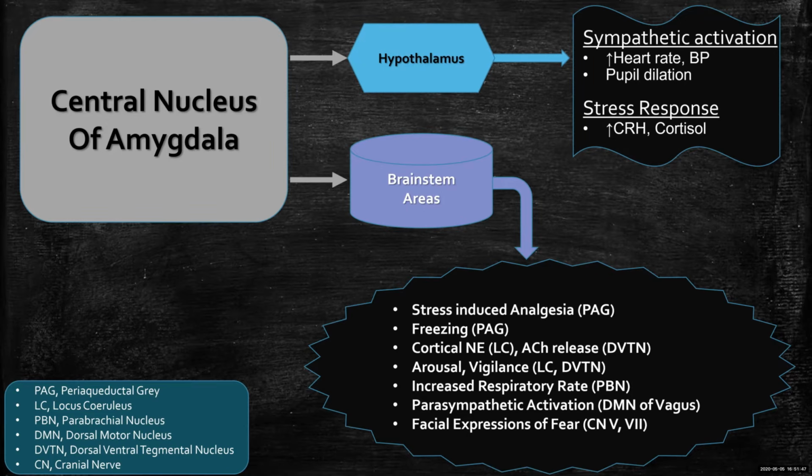The dorsal motor nucleus of the vagus nerve induces the parasympathetic response, causing upset stomach, acid reflux, and other parasympathetic activity. Activation of cranial nerve 5, which is the trigeminal nerve, and cranial nerve 7, the facial nerve, leads to facial expressions of fear. Let's use an example to better understand how this works.